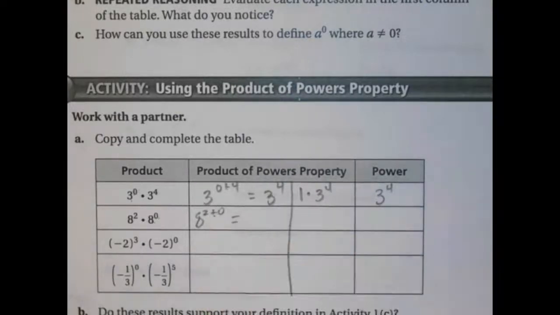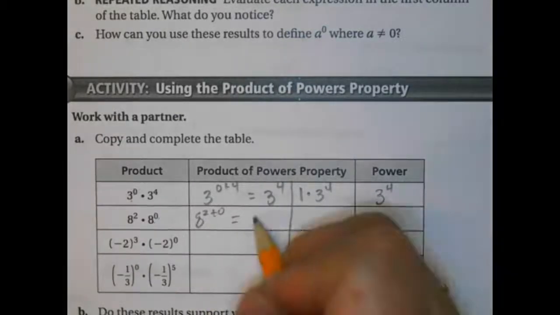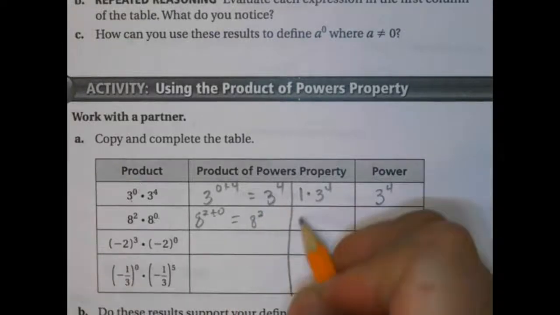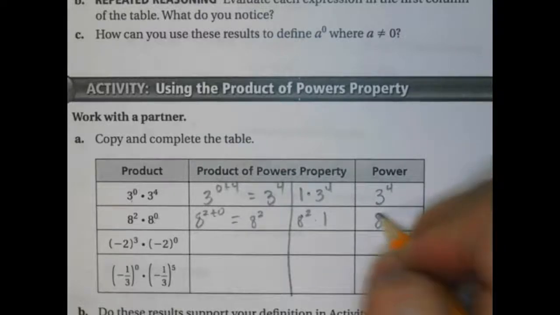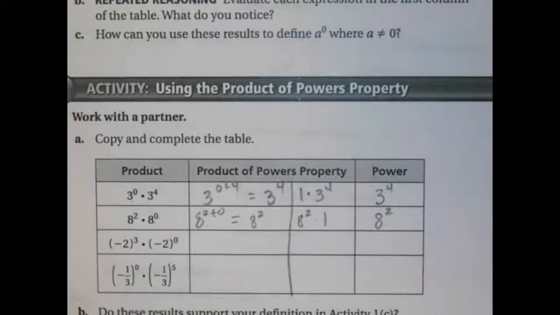What's 8 to the 2nd plus 0? 8 to the 2nd, right? Or I could say 8 to the 2nd times 1, and it's still 8 to the 2nd, right? Okay, go ahead and make sure you have these written down and do the next two on your own.